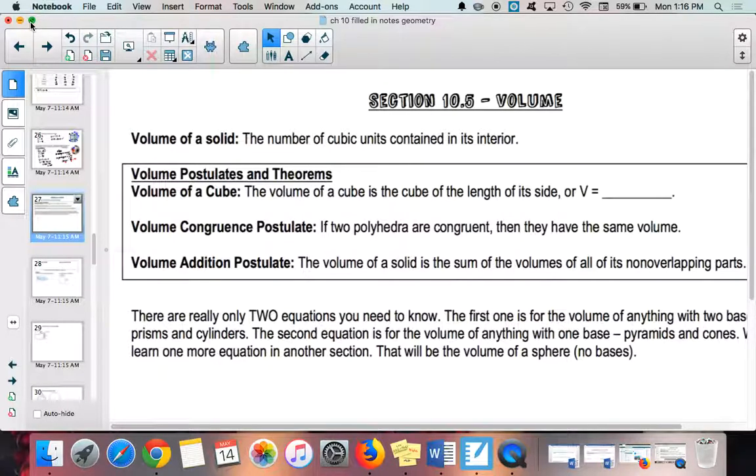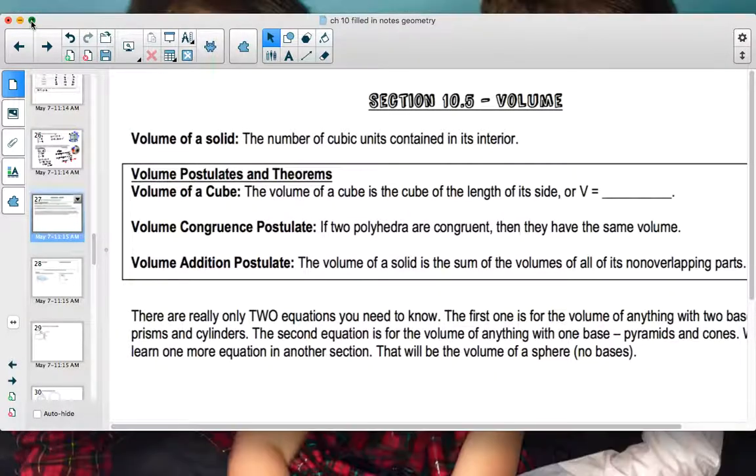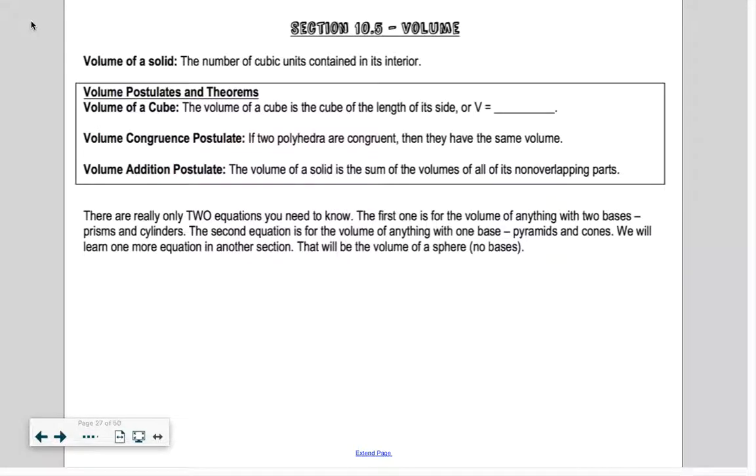Volume of a solid is going to be the number of cubic units contained inside of its interior. So a cubic unit is like an inch by inch by inch, which would be an inch cubed, right? So finding the volume of a cube, we just talked about this. If you have the same sides, S, S, and S, we know the volume of anything that looks like this is length times width times height. You guys have been doing that probably since elementary school. So this ends up being S to the 3, S cubed.